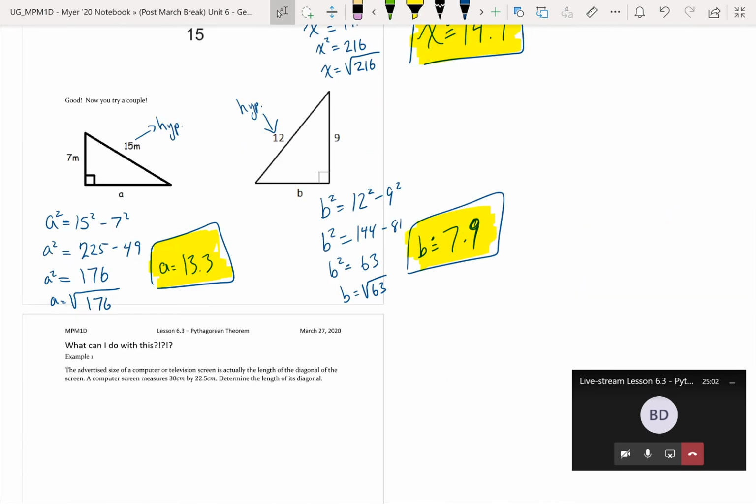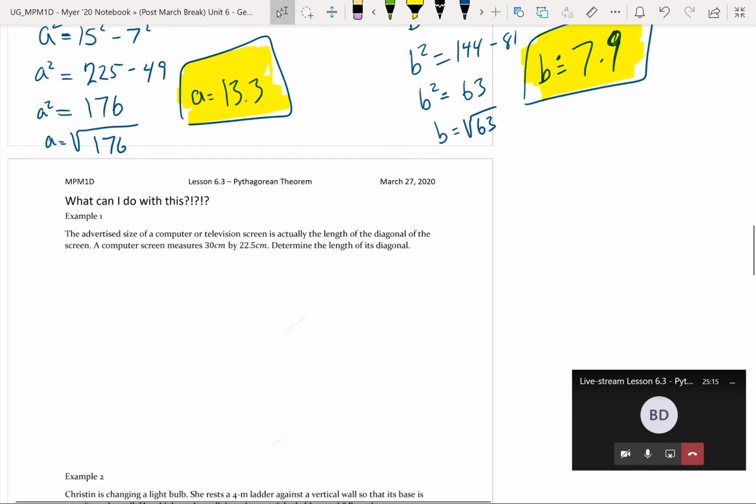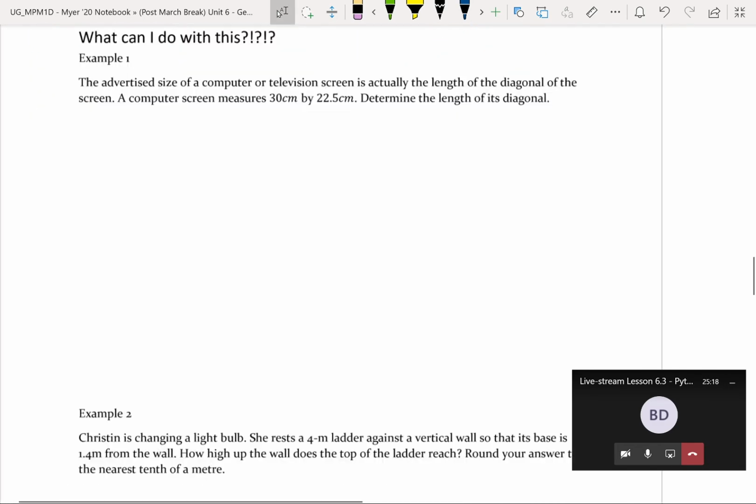Okay? So we're able to solve for different sides. That's with just pure basic examples with numbers. But what if we have questions that are kind of word problems, right? And you might think, how is this actually important for me? So for example, let's say you go to buy a TV. When you're looking at a TV, the size of the TV is not the actual length across from it. It's actually the diagonal. So if we have a computer screen, let's say in this question here, and it's 30 by 22.5. So I'm going to go like this.